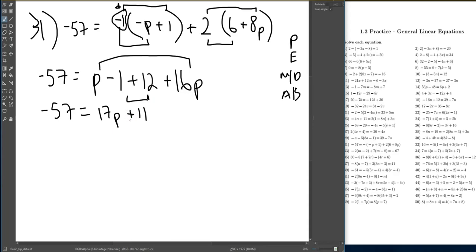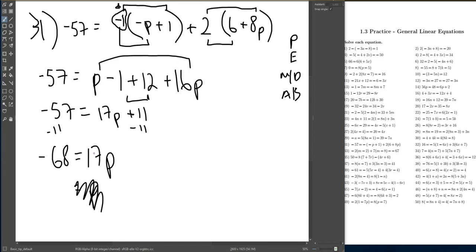Now, we want to get everything on the other side. So we're going to do minus 11 here, minus 11 here, minus 57 minus 11 equals, let me think, minus 68. Does that sound right? I think it does. I feel it does. Equals 17p. I don't know. Usually it doesn't work out like that. Let me go check.